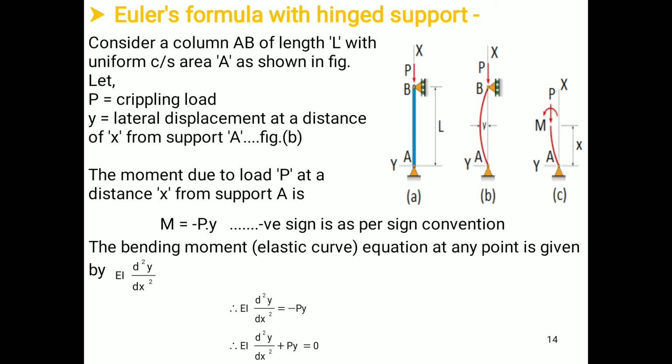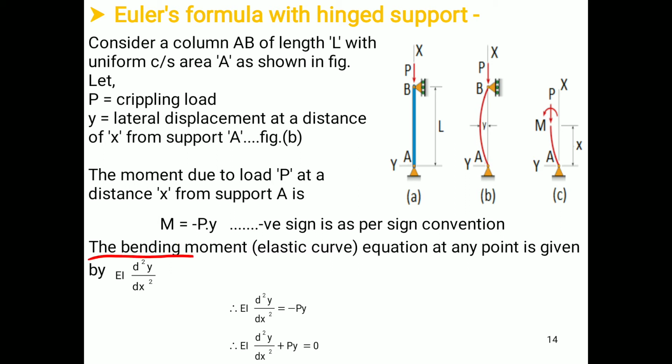The moment due to the load P at a distance of x from support A is given by M equal to minus P into y. We have the minus sign because of the sign convention we discussed in the previous lecture, which we have considered for the bending moment. Therefore, this is the value of the moment in terms of force and the lateral displacement.